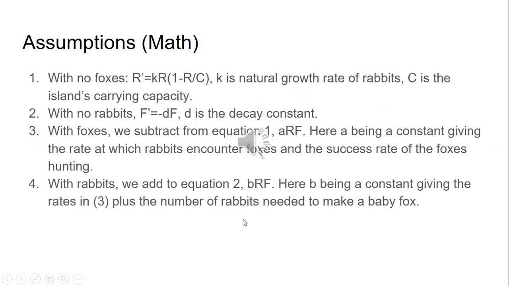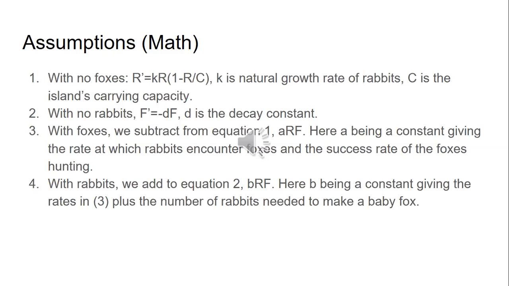Okay, so now these assumptions are turned into mathematical formulas. For the rabbits, we have the logistic equation. For the foxes, we have exponential decay. This is in the absence of the other species. But with foxes, for the rabbits, we're going to subtract A times RF, where A is some constant.